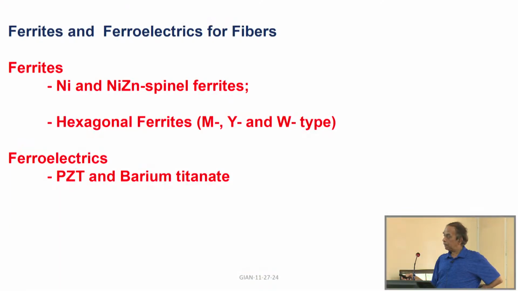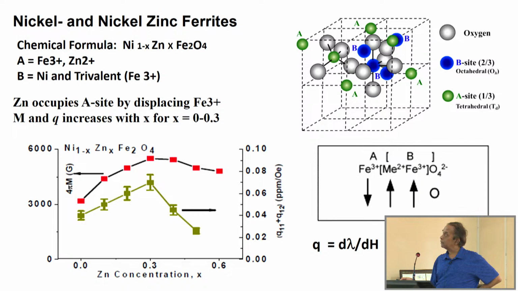It is rather difficult to make measurements on a single nanofiber because they are tiny. So, instead what we did, we assembled them into films on a surface or between two electrodes, and we were able to make these measurements. We used for the ferromagnetic phase either nickel or nickel zinc ferrite. These are spinel ferrites, and also a series of hexagonal ferrites, M, Y, and W type. For the ferroelectrics, either PZT or barium titanate.